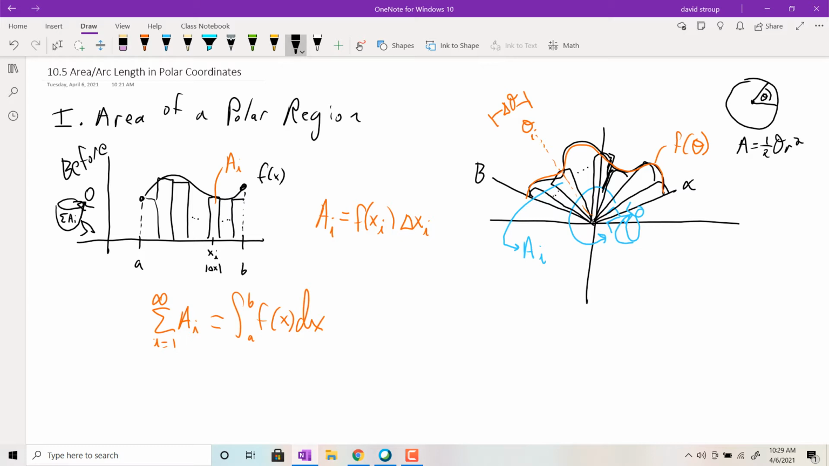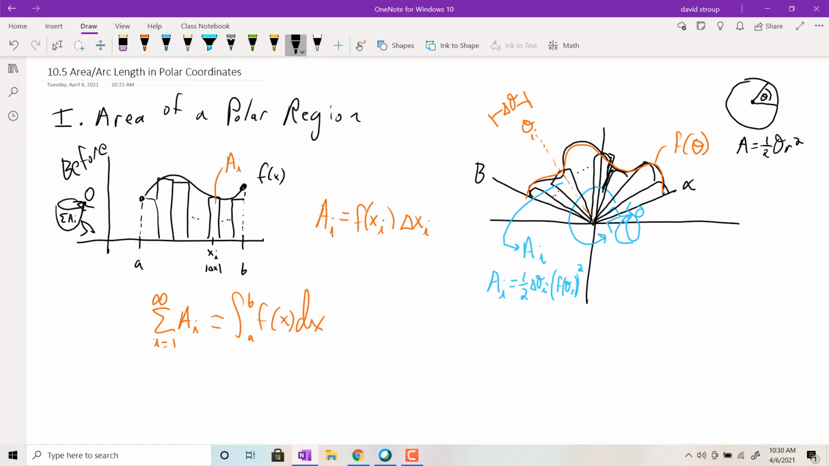In our situation, with our picture, a sub i, we have the 1/2, and then we have the theta sub i. The r value is going to be f of theta sub i, so then we have f of theta sub i squared. I apologize, it's not theta sub i. It's change in theta sub i. So let me adjust that a little bit. This part should be, or rather, change in theta sub i.